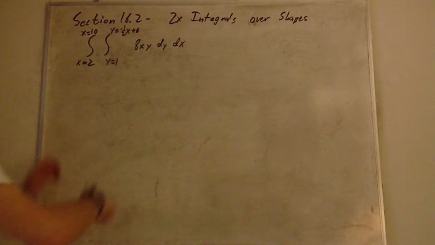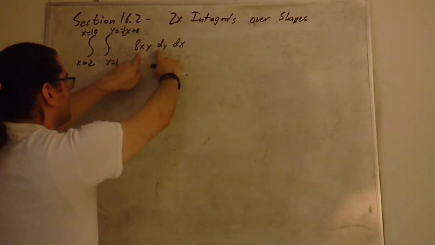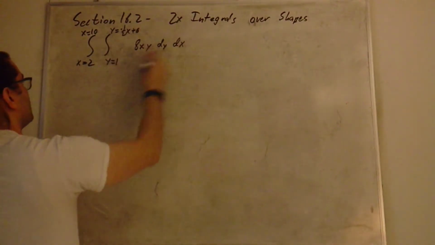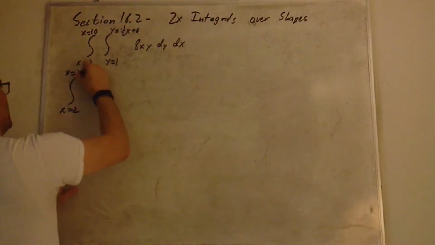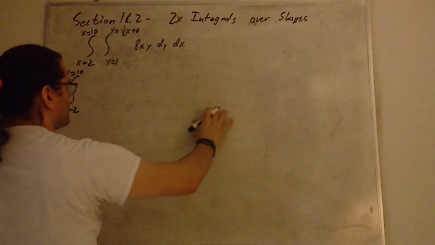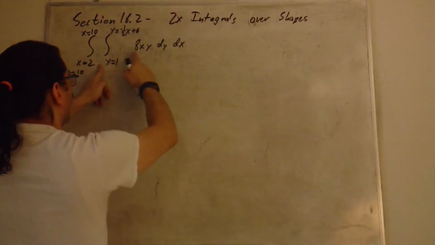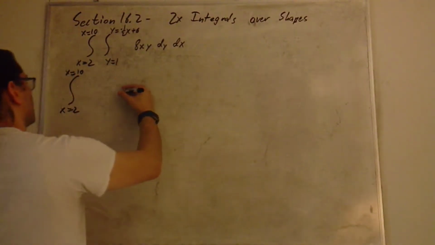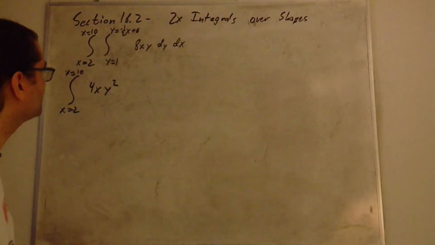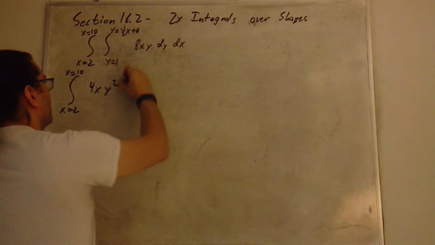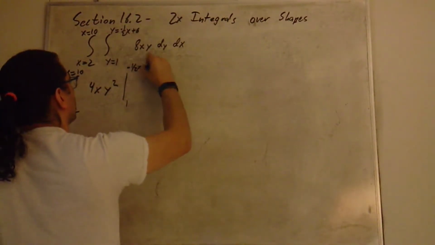So first thing that needs to happen is we're going to integrate this function with respect to y. The outside integral, x equals 2 to x equals 10, is going to stay there. The dx, we'll deal with that later. We just need to integrate this thing. 8xy with respect to y should give you 4xy squared. We're evaluating that at 1 and negative 1/2 x plus 6.